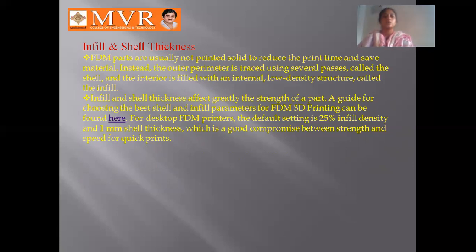Also, FDM parts are usually not printed solid, to reduce the print time and save material. Instead, the perimeter is traced in several passes called the shell, and the interior is filled with an internal low density structure called the infill. Infill and shell thickness greatly affect the strength of the part. A guide for choosing the best shell and infill parameters for FDM 3D printing can be found here. The default setting of 25% infill and 1 mm shell thickness is a good compromise between strength and speed on quick printers.